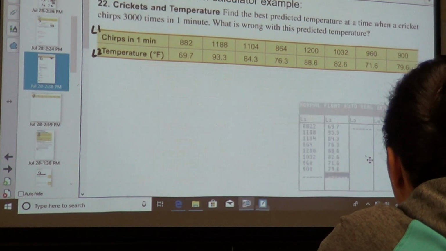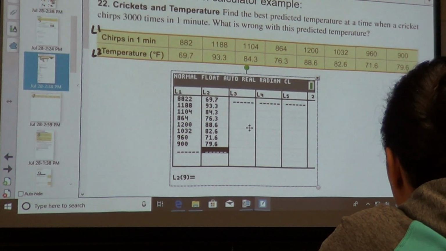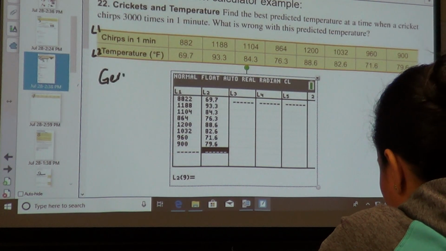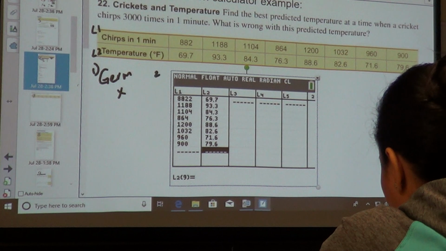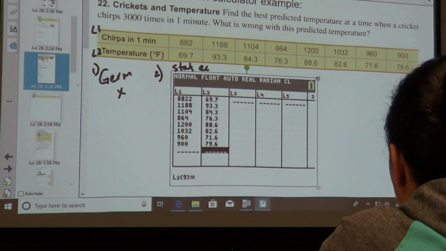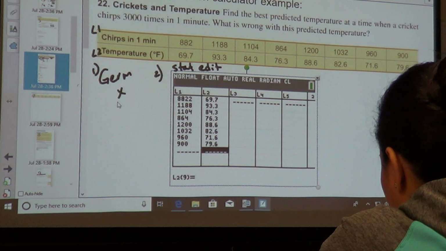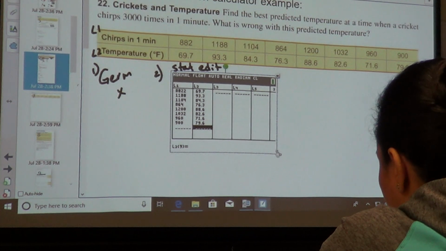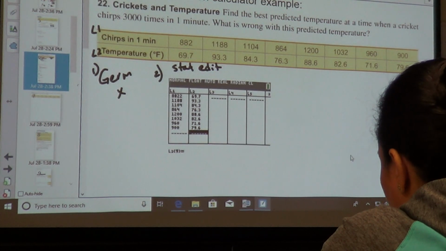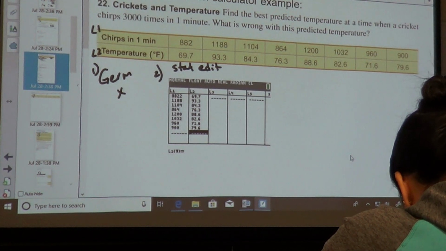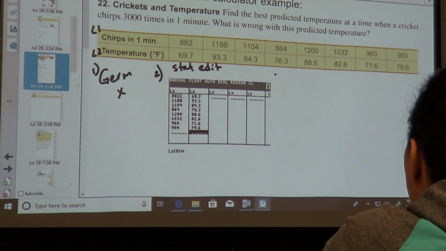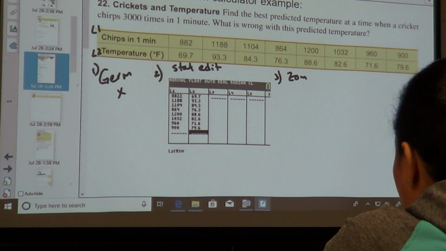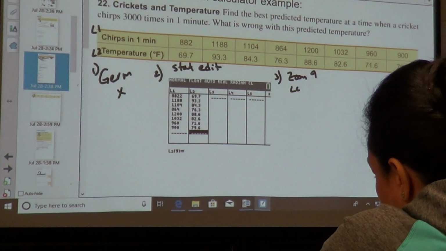Alright, so we've done our Germex steps. Germex, stat, edit. And you're going to do this so much that you're not going to need that blue page. So we've cleaned ourselves, we've gotten dressed. Now we're going to do the Zoom 9, which is our look at me.